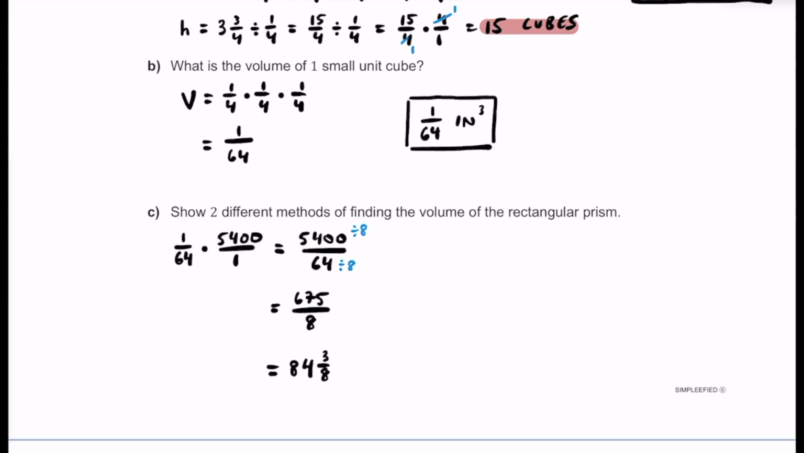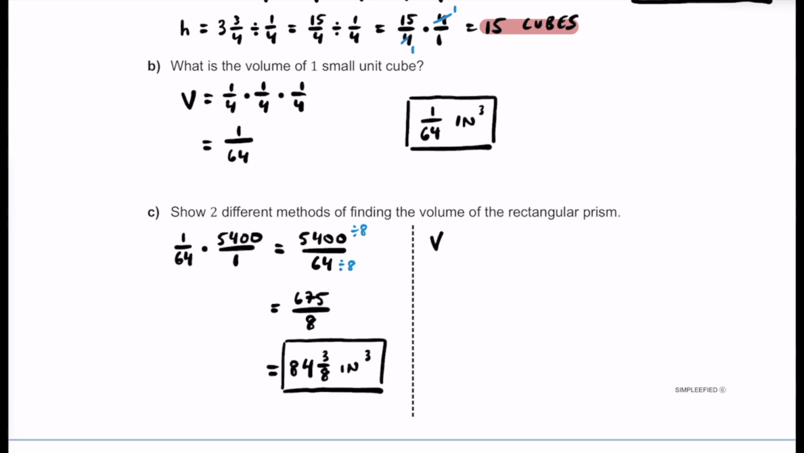I think the units are cubic inches, right? So this is going to be cubic inches. So this is one way you could find the volume. You just take the amount of space that one of them takes up, and if you multiply that by how many there are, that should get us the total amount of space they all take up together.